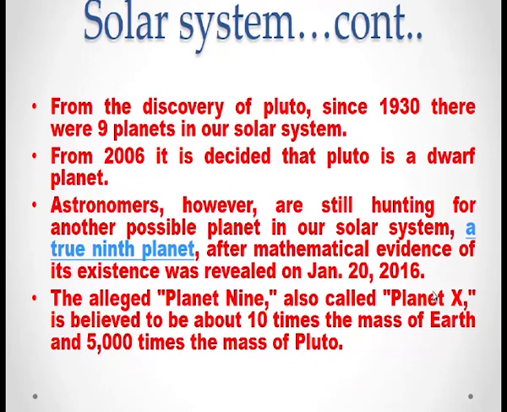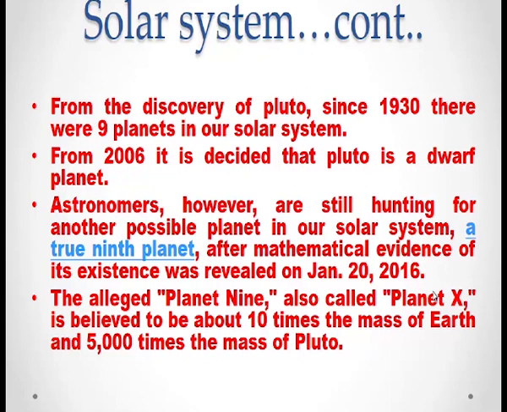Astronomers are still hunting for a 9th planet, because they lost one planet in our solar system due to the definition and the controversy among astronomers. Mathematical evidence was proposed in 2016 for the existence of a 9th planet. It is very far in distance, much farther than Pluto. So, astronomers may find the 9th planet in our solar system. That 9th planet may be called Planet 9, also Planet X.